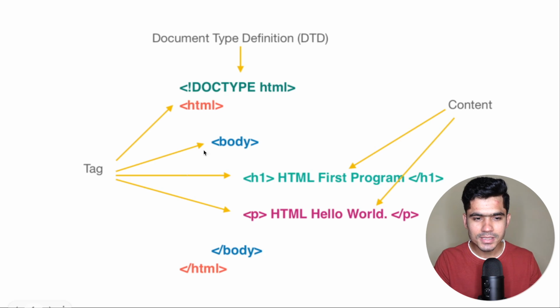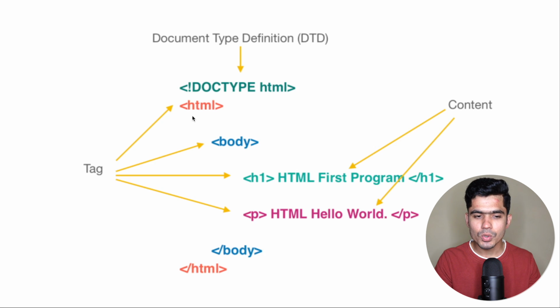So let's start by understanding the basic HTML structure. HTML stands for Hypertext Markup Language, and this is what the structure looks like. At the top of the document, you define the document type definition. This tells the browser that this is HTML code. All of the things you see over here are called tags. The HTML language is built on top of tags. Each and every tag defines something.